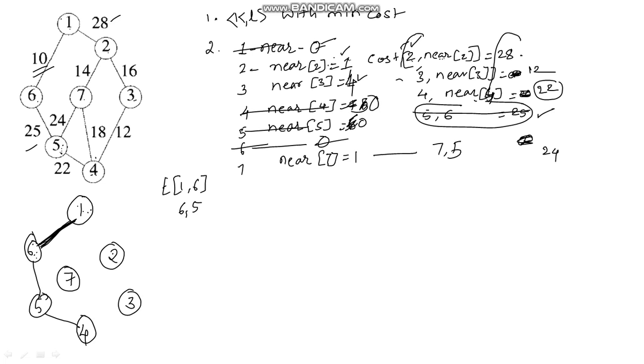Similarly for 7, it was previously near to 5 with cost 24, but now it is near to 4 with cost 18. So 7, 4, and the cost is 18. So only 3 vertices are remaining: 1, 2, and 3. This is gone now, 4 is gone. Out of these 3, which is having the nearest value is 12. So that is 3 will be added.